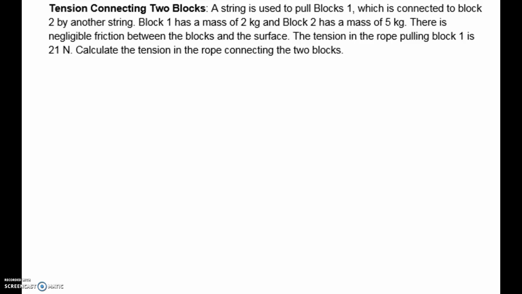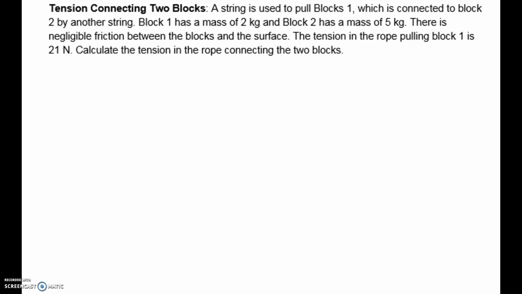Alright, so let's look at this problem here. We have a string being used to pull two blocks. Block 1 is connected to block 2 by another string. Block 1 has a mass of 2 kilograms and block 2 has a mass of 5 kilograms. There's negligible friction between the blocks and the surface. The tension in the rope pulling block 1 is 21 newtons, and let's calculate the tension in the rope connecting the two blocks.